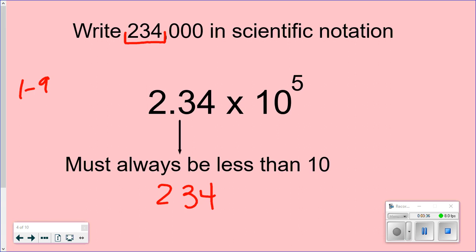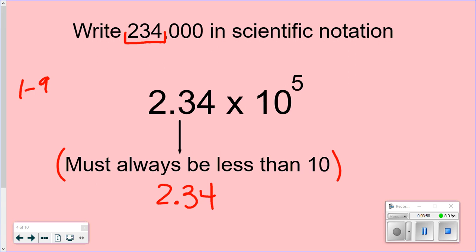And I'm going to write this, so it would have to be how many times I move a decimal to get me 234,000. This number here, this beginning number, always needs to be between 1 and 10. So to make 234 between 1 and 10, I'm going to put my decimal right here. That makes it 2.34.